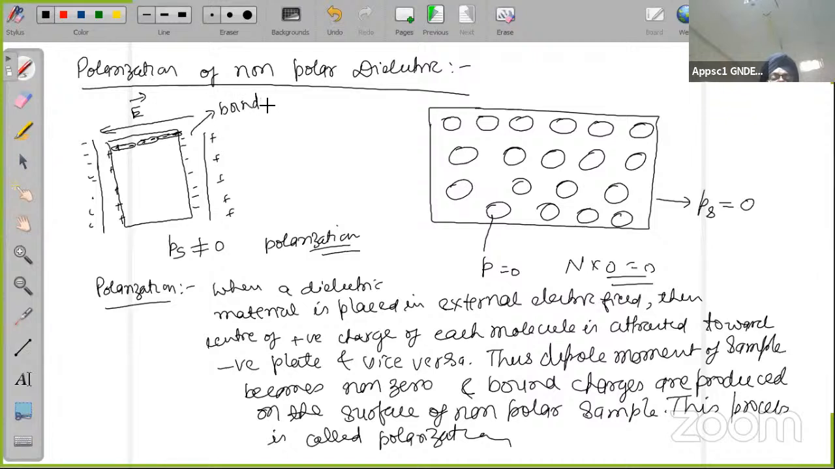These charges cannot take part in conduction because they are still a part of the molecule. So this is the difference. In case of metals, the charges produced on the surface are free charges. These can move from one place to another. But in case of dielectrics, the charges produced at the surface are bound charges. These cannot move from one place to another.